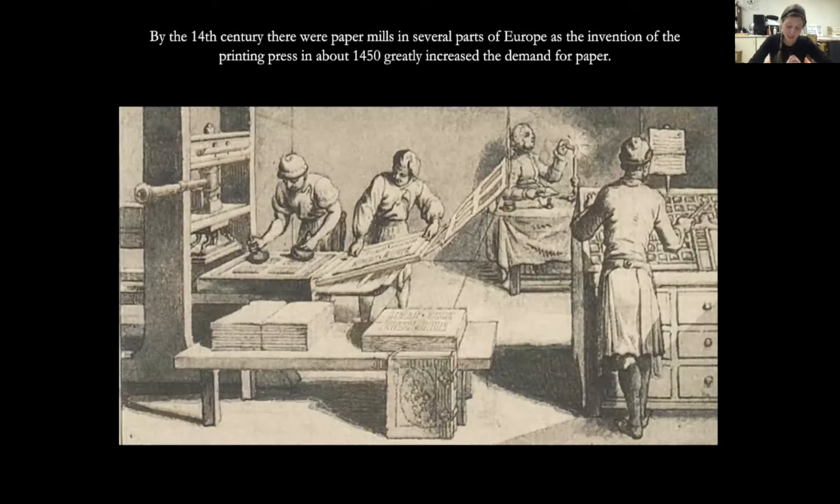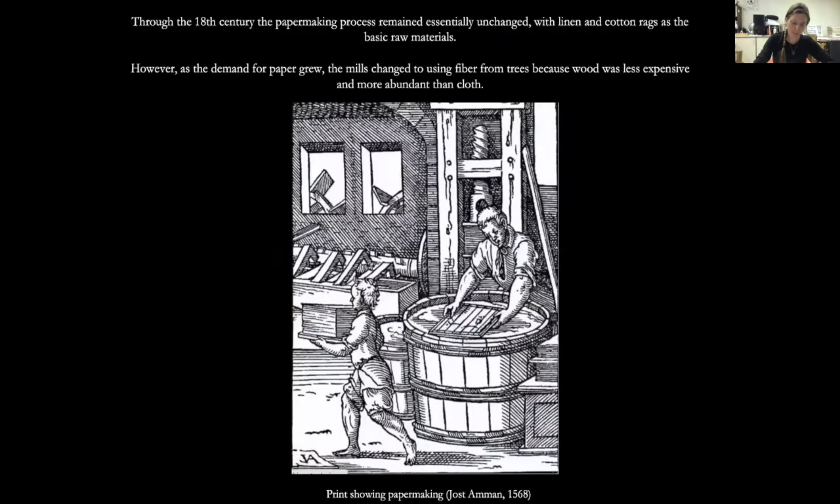By the 14th century, there were paper mills in several parts of Europe, as the invention of the printing press in about 1450 greatly increased the demand for paper. Through the 18th century, the paper making process remained essentially unchanged, with linen and cotton rags as the basic raw materials. However, as the demand for paper grew, the mills changed to using fiber from trees because wood was less expensive and more abundant than cloth.